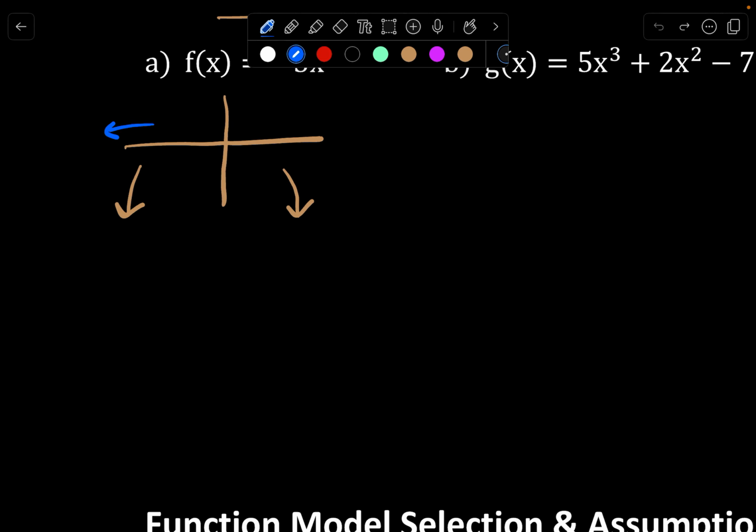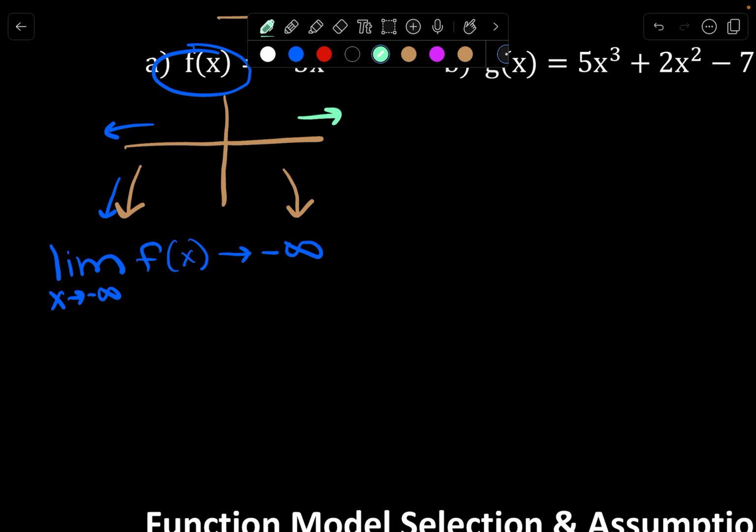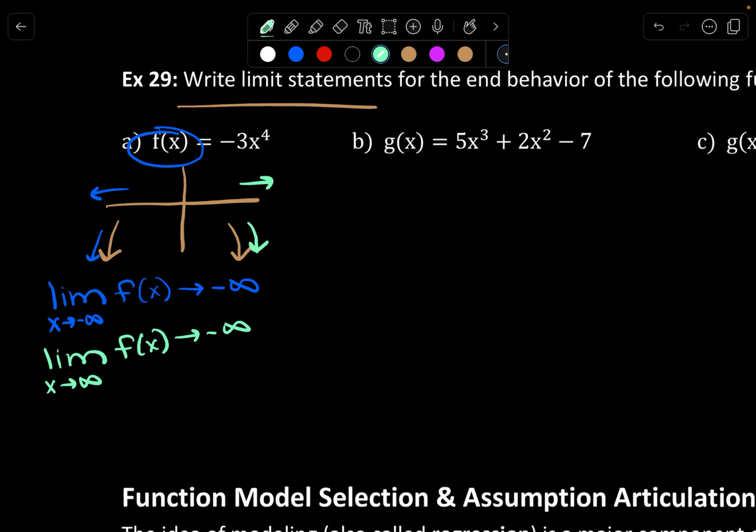So for the, actually let's do this. We'll make this a different color. So the limit as x approaches negative infinity, and it's only under the limit that I have that x approaches. For this, f of x, the y values are decreasing without bound, so they are approaching negative infinity. And then the limit statement for the right is the limit as x approaches infinity for f of x is also approaching negative infinity because the y values are decreasing without bound.